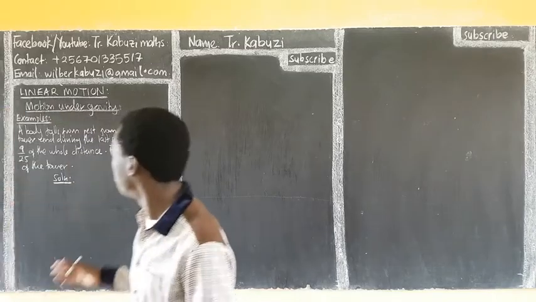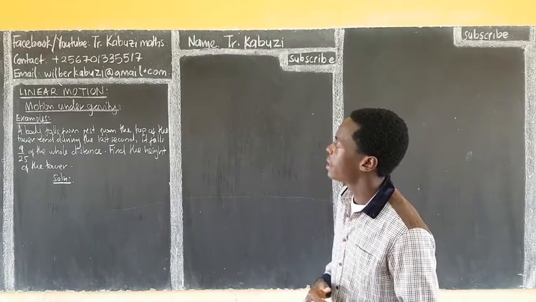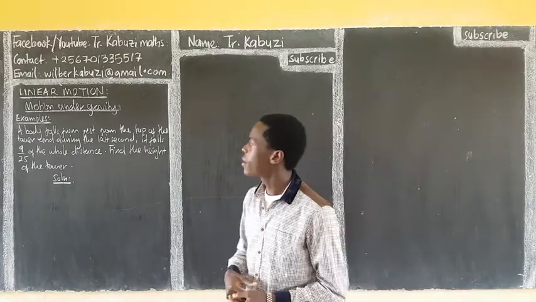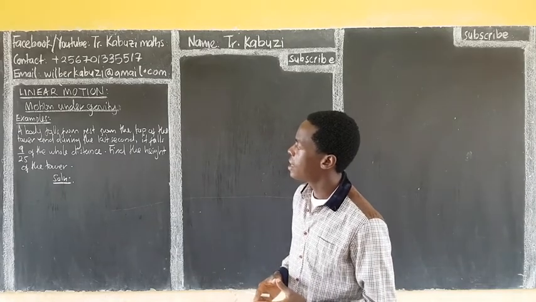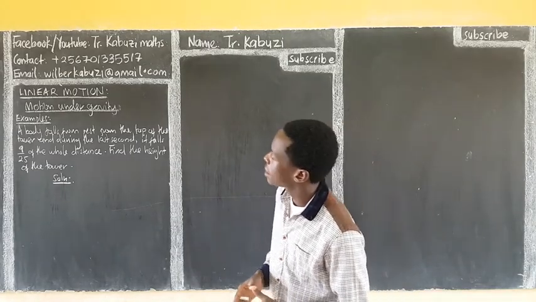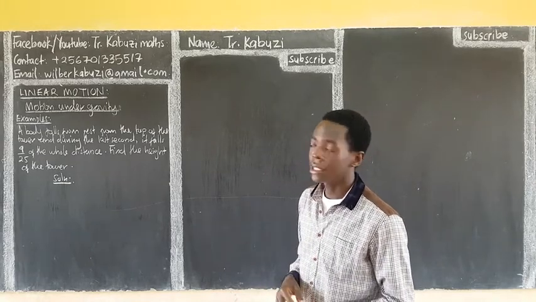Okay, now members are going to handle this one. It says a body falls from rest from the top of a tower, and during the last second it falls 9/25 of the whole distance. Find the height of the tower.